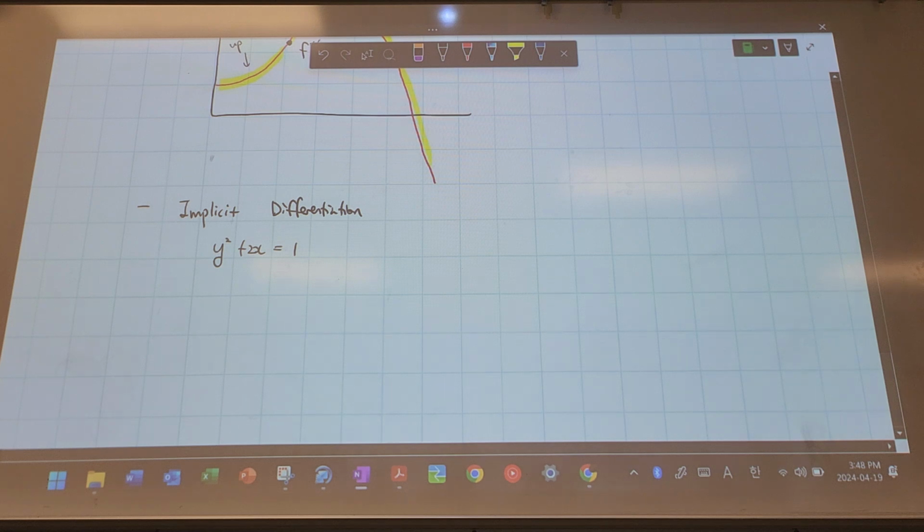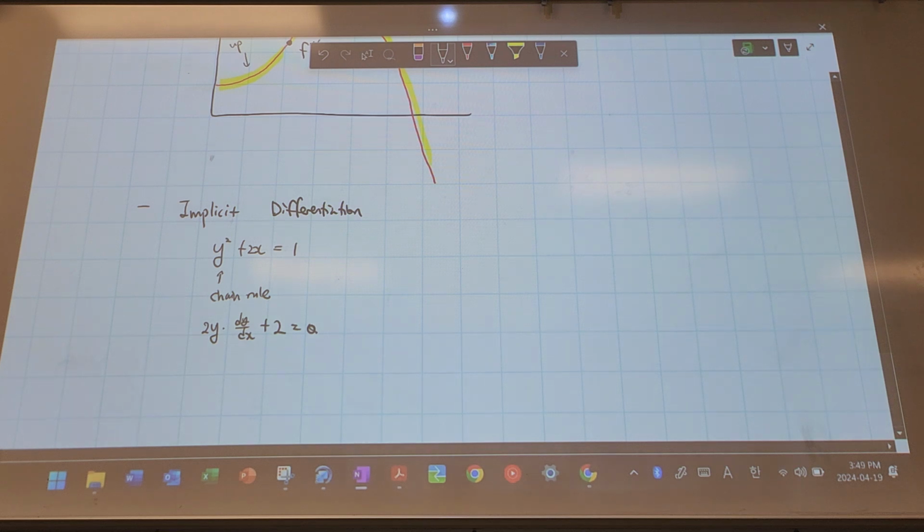Basically, what you do is you differentiate both sides with respect to x, usually. And then we just have to be careful that y is a function of x, so when we take the differentiation, we have to use the chain rule. So if I do this, it's going to become 2y, and then I multiply by dy over dx, plus 2 is equal to 0.